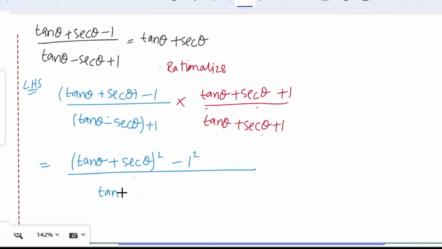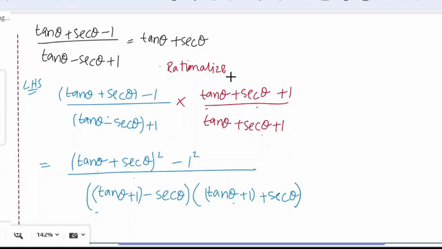But I will rearrange the denominator term. So I will write tan of theta with 1, and secant theta separate, so that we can simplify it later on. So tan theta plus 1 minus secant theta, this is the first term, and the second denominator is the same, tan theta plus 1 plus secant theta.